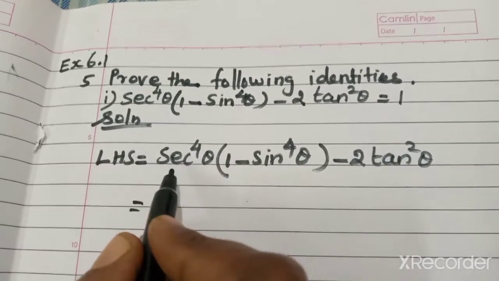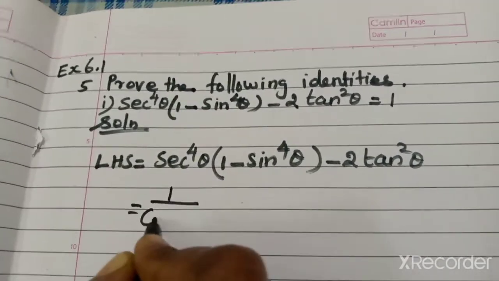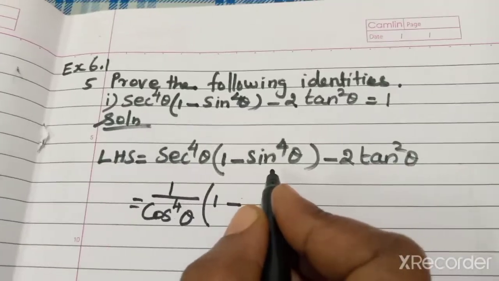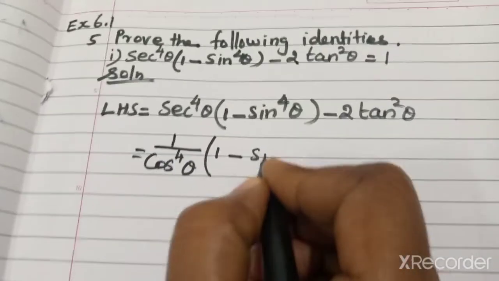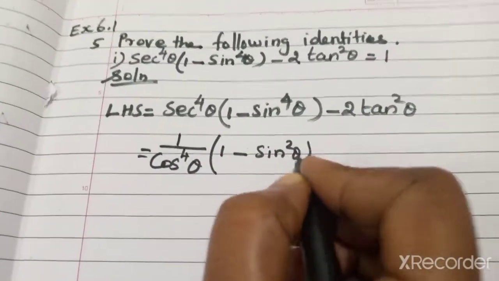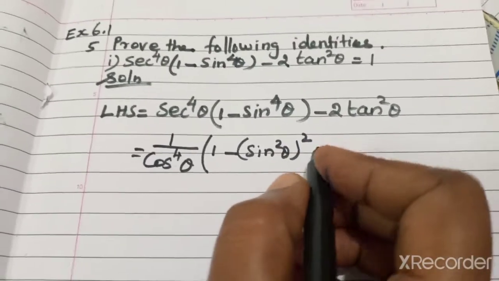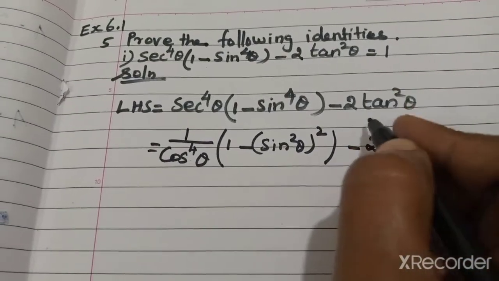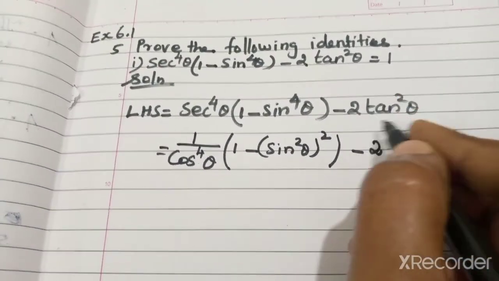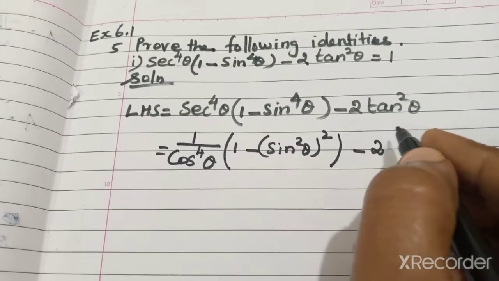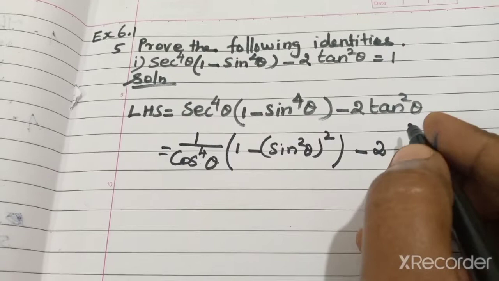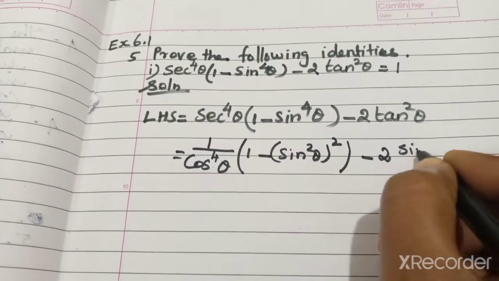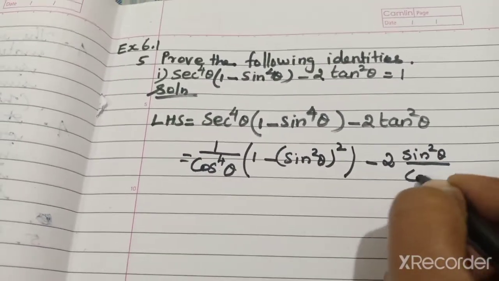So secant power 4 theta can be written 1 by cos power 4 theta into 1 minus, let us write this, sine power 4 theta is sine square theta the whole square. Okay. That is sine power 4 theta. Close the bracket, minus 2 into, let us use tan theta. Let us bring this tan ratio into sine by cos. What is the tan theta formula? Do you remember? Tan theta is equal to sine theta by cos theta. So tan square theta equals sine square theta by cos square theta.